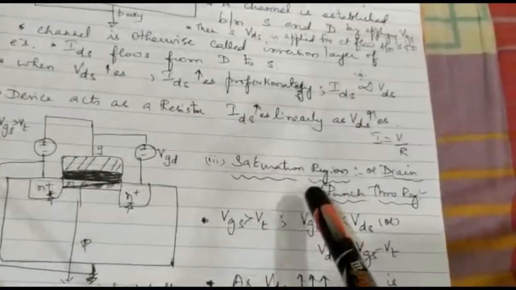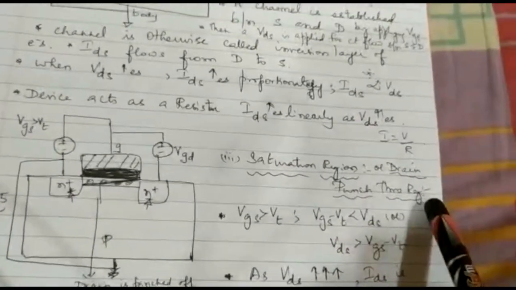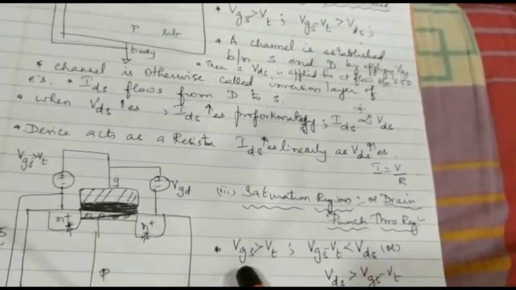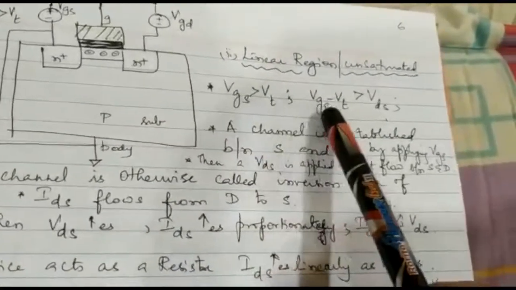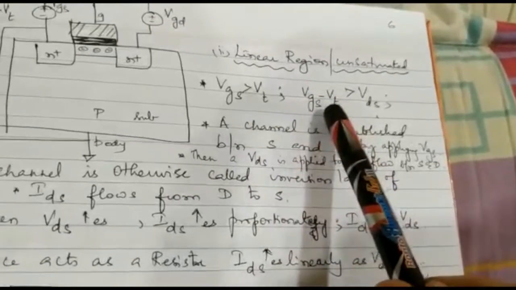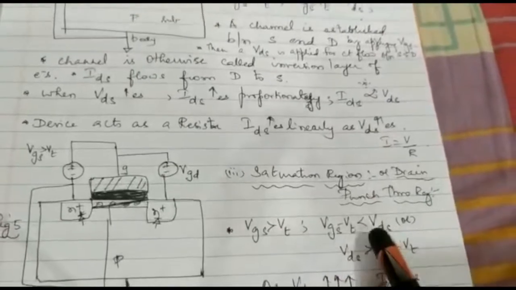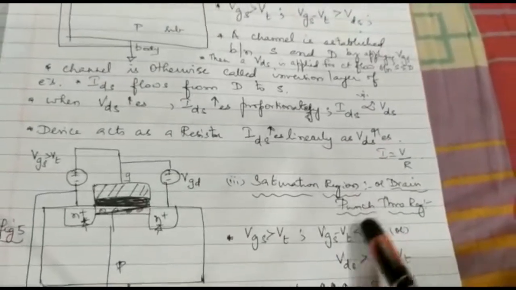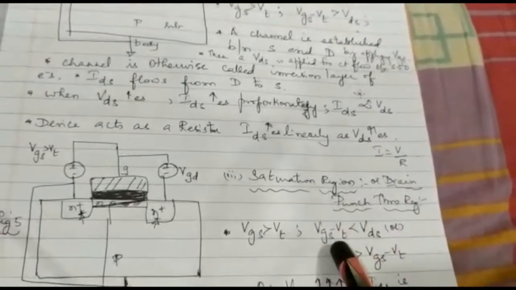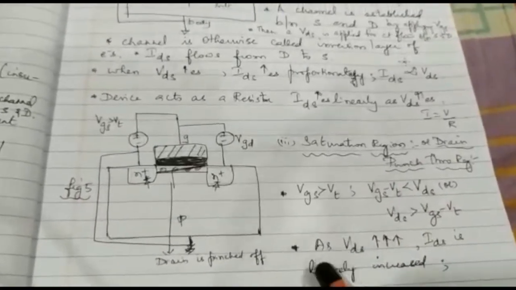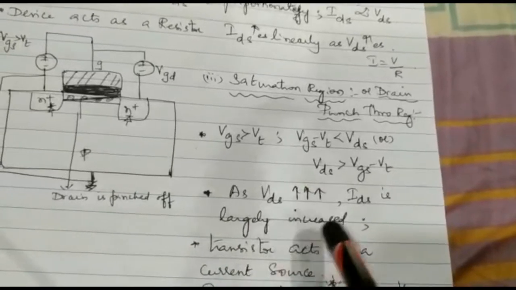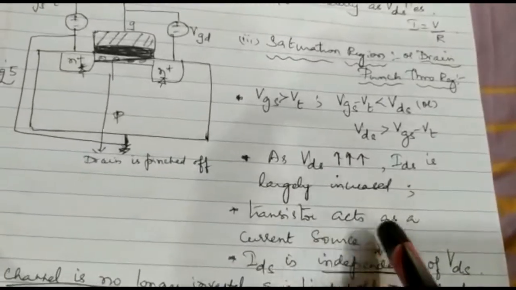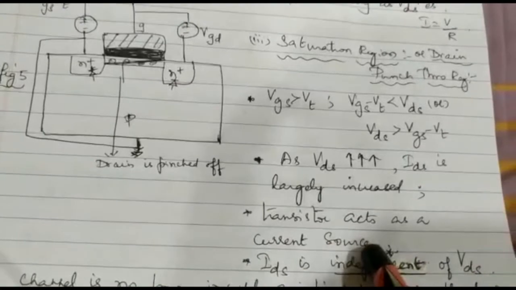Now coming to the saturation region or drain punch through region, here also the VGS is raised above VT like in the previous case, but this value also is overruled by VDS. You can see here VGS minus VT becomes less than VDS. That is, VDS overrules the difference VGS minus VT. So as VDS is increased more, then IDS is also getting increased. Here the transistor acts as a current source. What is a current source?